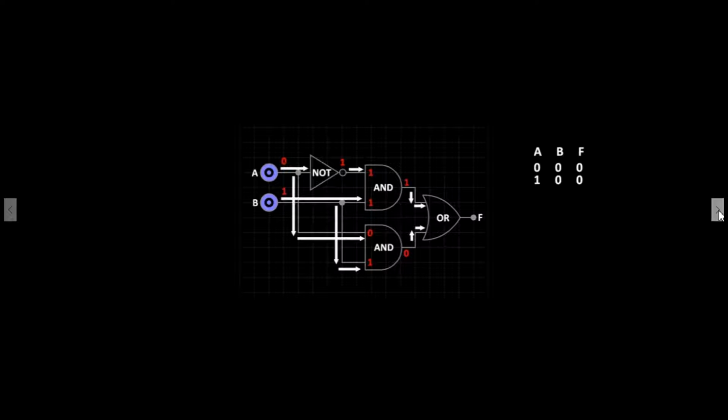The first AND gate will send a 1 signal and the second a 0 signal to the OR gate. A 1-0 signal will turn the OR gate on and will now output a 1 at F. Let's update the truth table. A 0 signal on A and a 1 signal on B will produce a 1 signal at F.